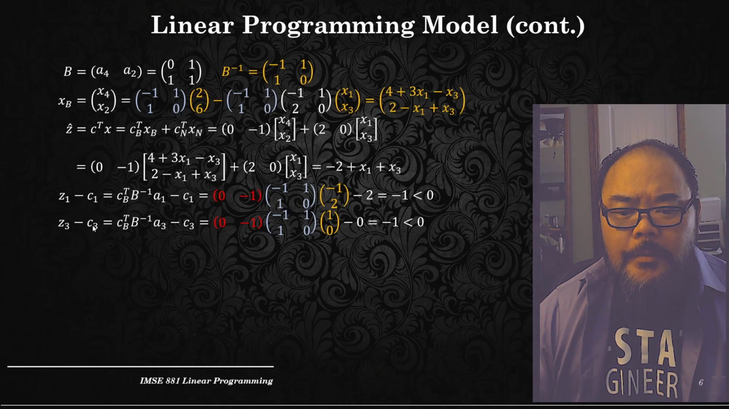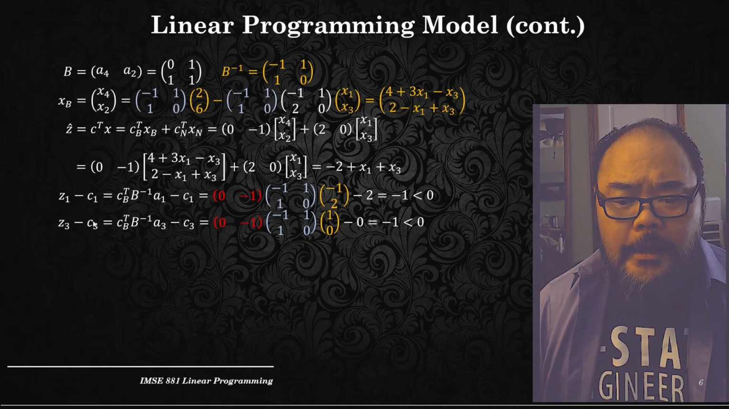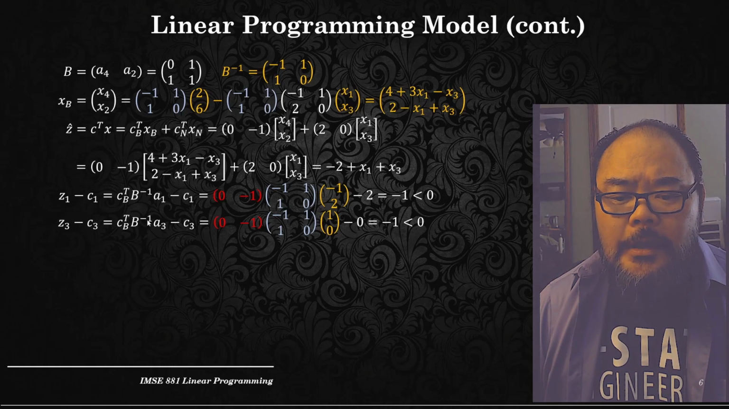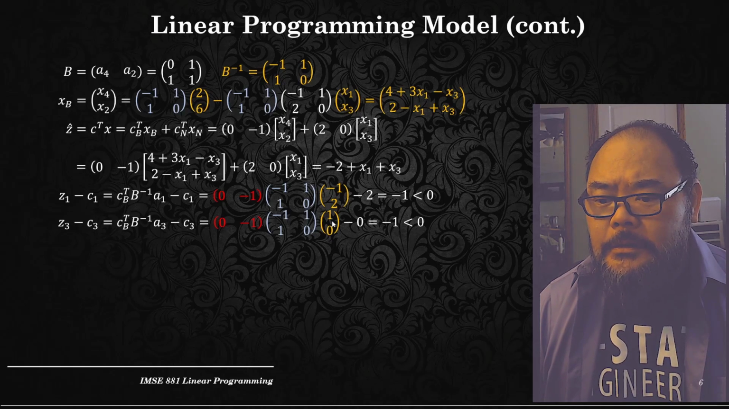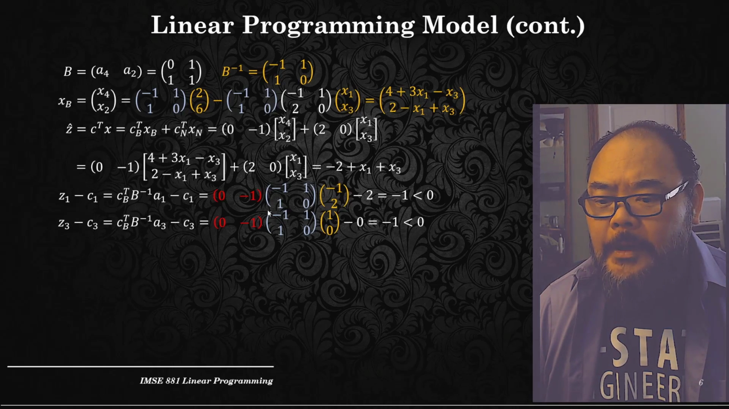Look at the zj minus cj. We call this the reduced cost for x3: cb transpose times b inverse times a3 minus c3. c3 is 0, and a3 is the original column from the simplex tableau for x3, and the result is negative 1. Both of them are negative. Okay, both of them are negative.